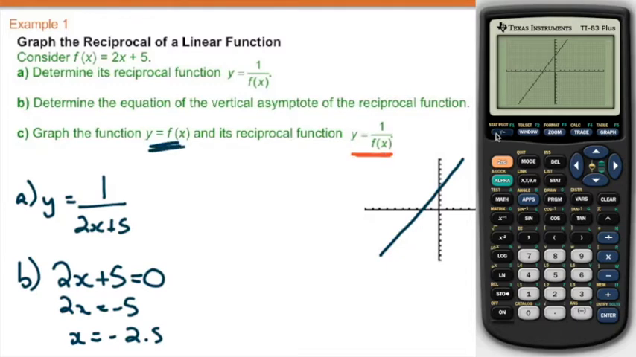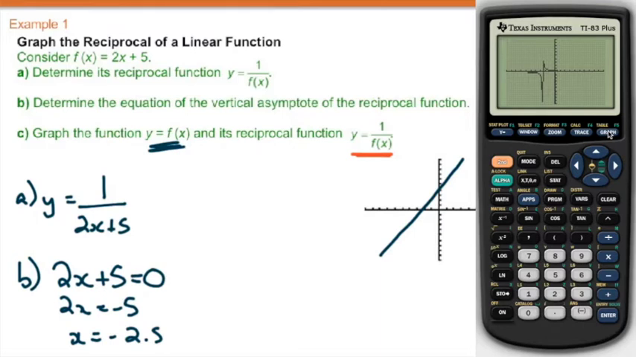Second graph we'll look at is the reciprocal. To do that, we'll do 1 over 2x plus 5, but we need to tell the calculator that the 2x plus 5 is all contained in the denominator of the fraction, so we'll do 1 over bracket 2x plus 5. We'll graph it out, and we get what looks to be one continual piece. However, it's not.